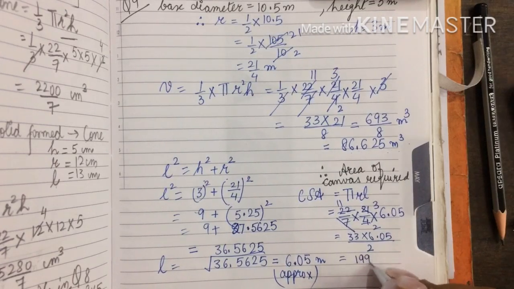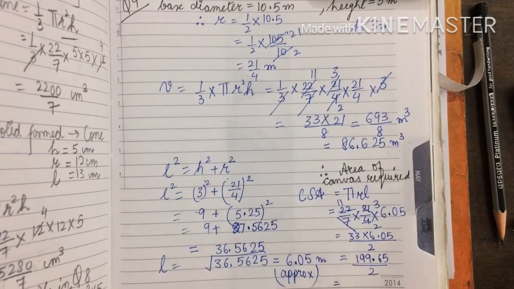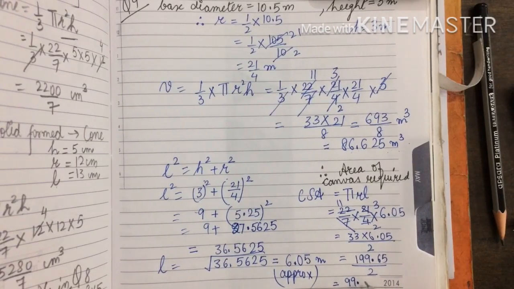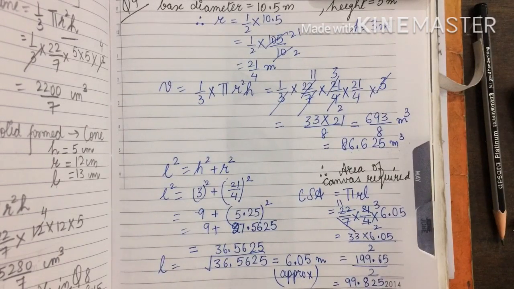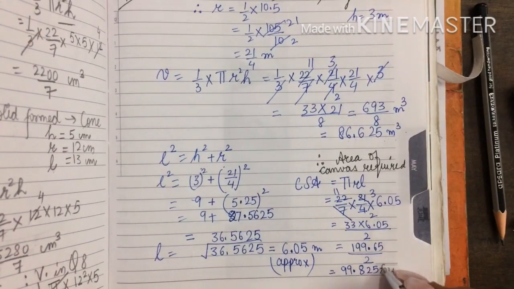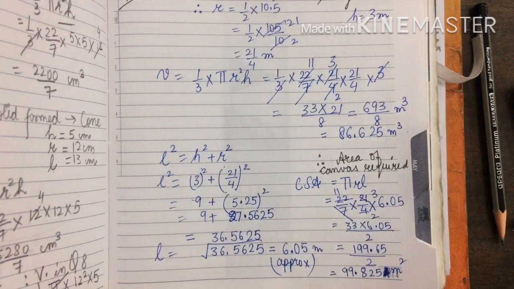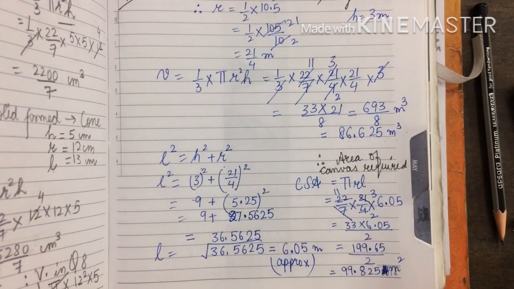So this will be 199.65 divided by 2. So this approximately will be 99.825. This is exactly 99.825 because you can divide by 2 completely. So this will be in meter square. So this is the area of the canvas required to cover the conical heap.